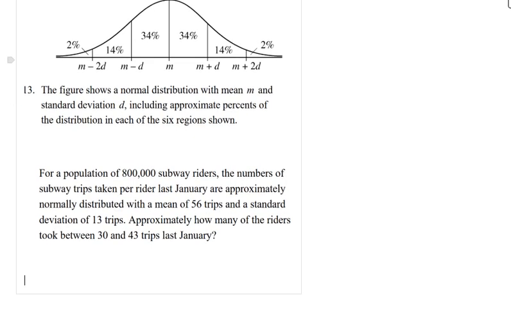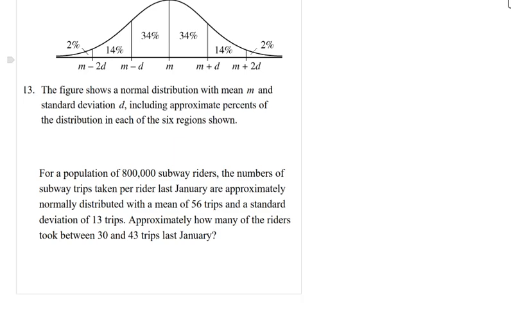For a population of 8 lakh subway riders, the numbers of subway trips taken per rider last January are approximately normally distributed with a mean of 56 trips and a standard deviation of 13 trips. Approximately how many of the riders took between 30 and 43 trips last January?